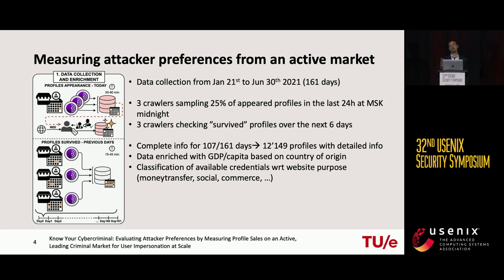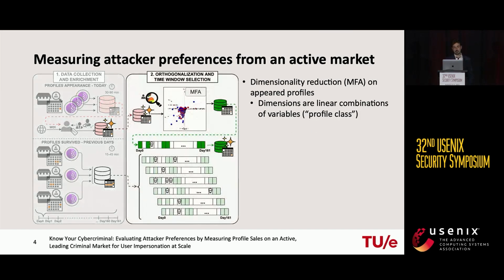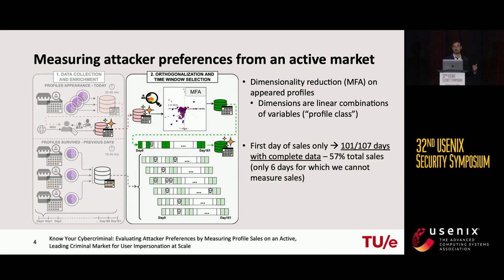We enriched also this data, adding information about the GDP per capita based on the country of origin, and we classified also the available credentials in the stolen profile. Then we performed multiple factor analysis to perform a dimensionality reduction. And basically, we obtain these dimensions that you can imagine them being as classes of profiles with similar characteristics. You will see more in the next slide.